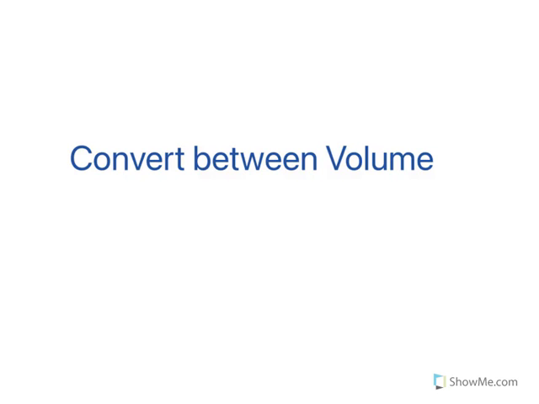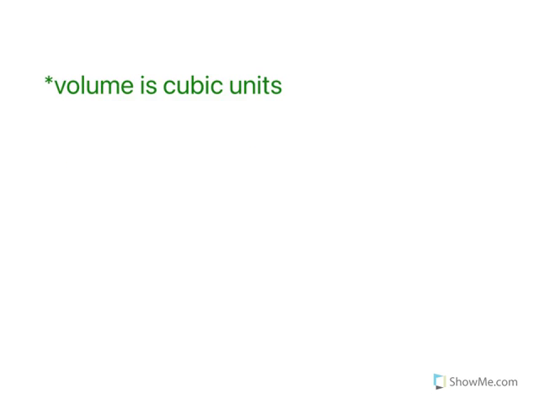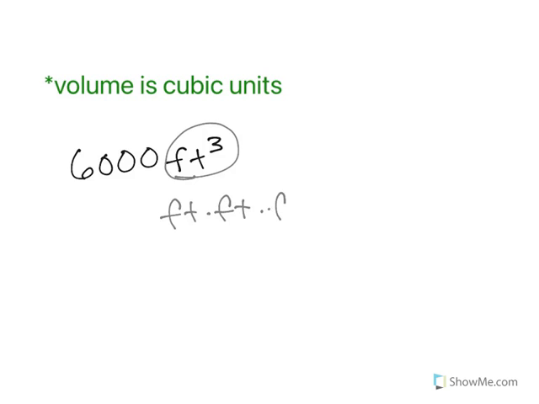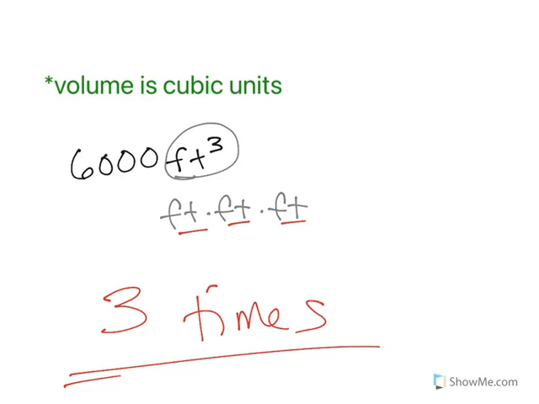Let's convert between volume. Now, volume is in cubic units, right? So if I'm talking about the volume of my swimming pool, I might say 6,000 cubic feet. The thing about cubes is that it means feet times feet times feet. That's 3 times. So all conversions must be done 3 times. So anything you were doing before, do it 3 times.